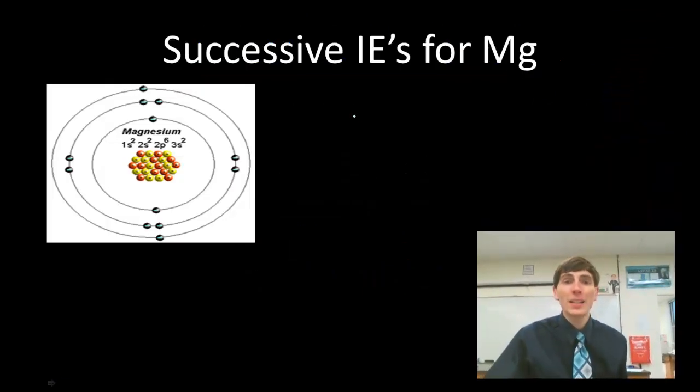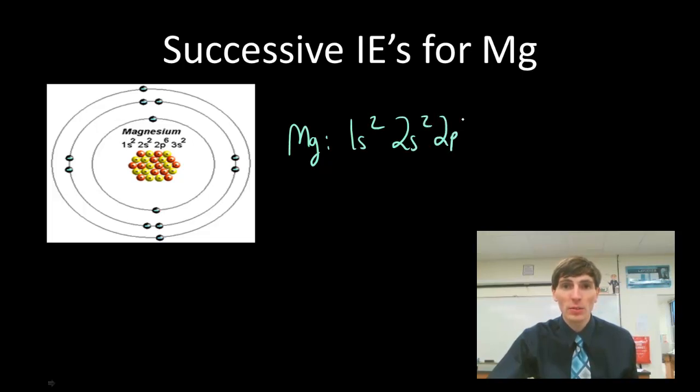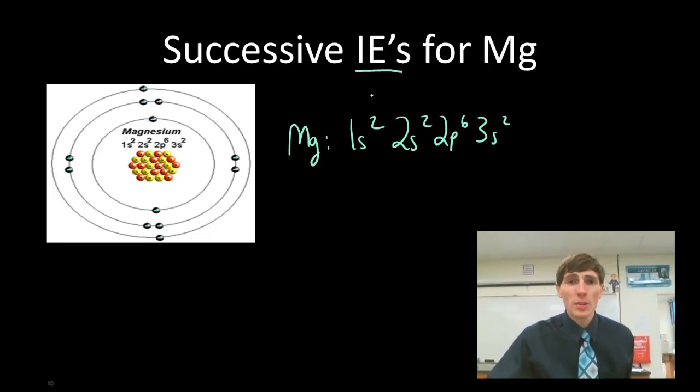So let's look at a magnesium atom. I'm looking at this Bohr model of the atom, and I'm seeing my electron configuration. In that first energy level, we have our 2 electrons. In the second energy level, I have my 8 electrons, and then in that third energy level, I have my 2. So ionization energy says the amount of energy needed to remove the outermost electrons.